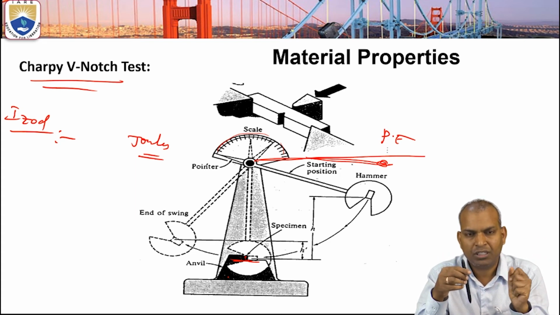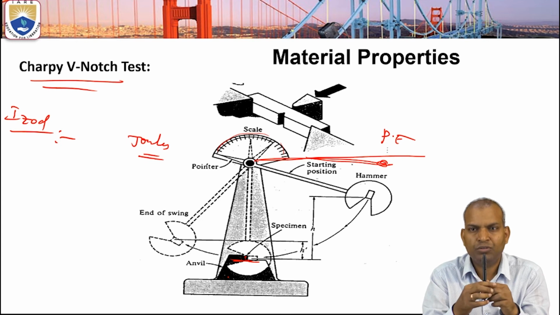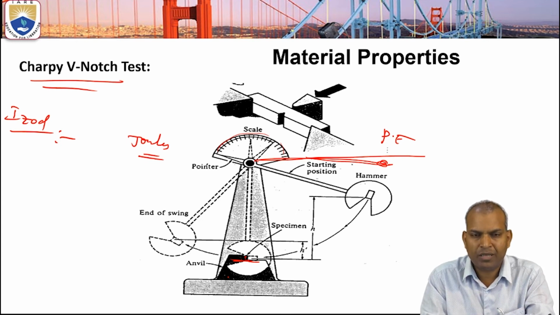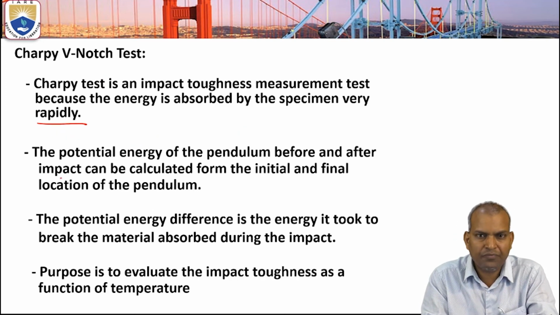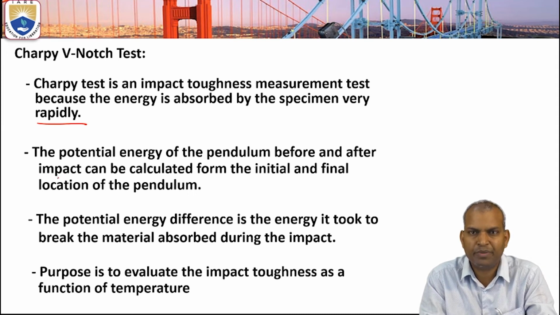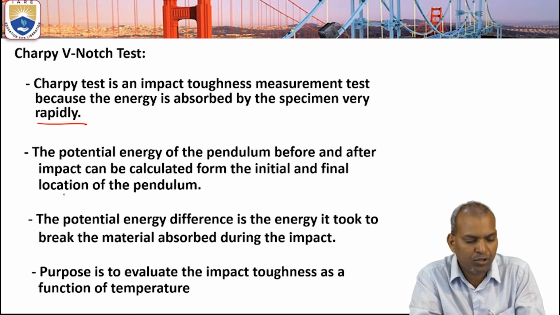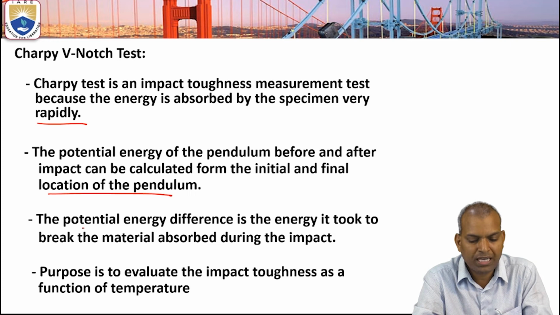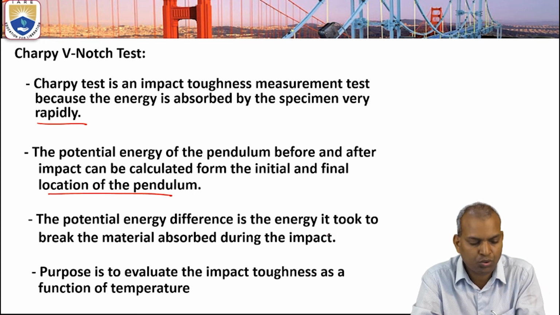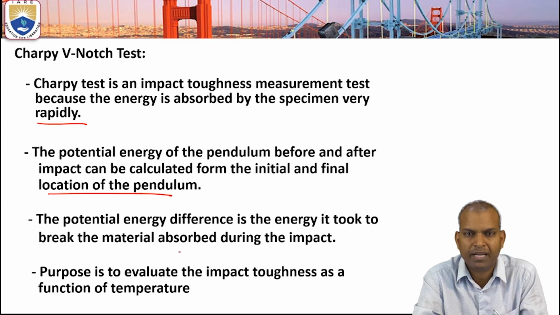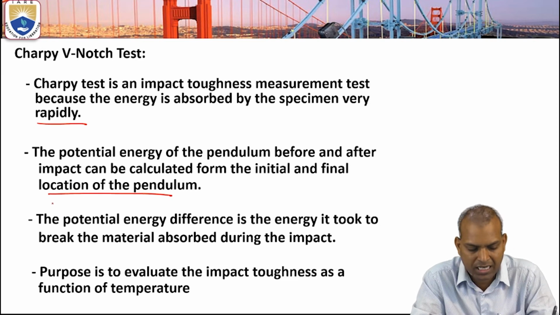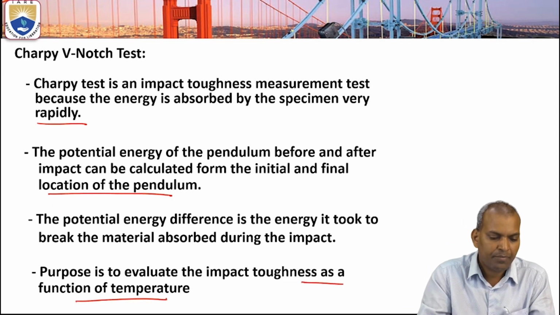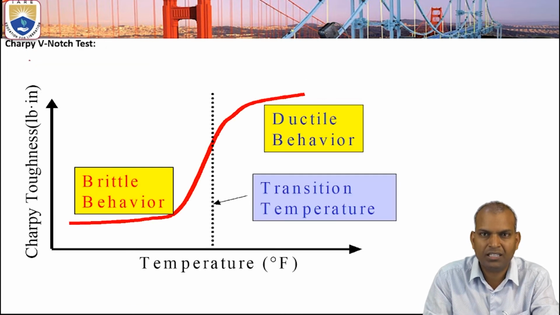In order to find the average value, we have to use a number of specimens, maybe 5. The potential energy of the striker or pendulum before and after impact can be calculated from the initial and final location of the pendulum. The potential energy difference is the energy it took to break the material, absorbed during the impact, and the main purpose is to evaluate the impact toughness as a function of temperature. Here we measured the Charpy V test.